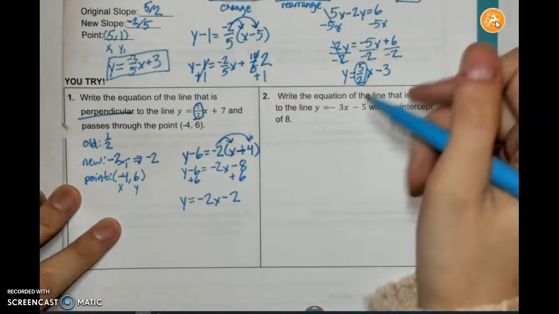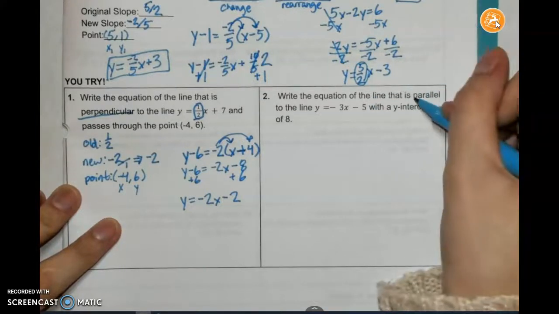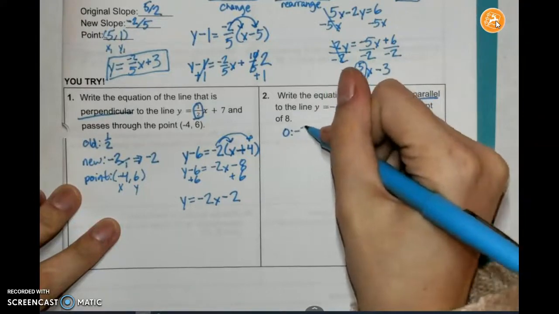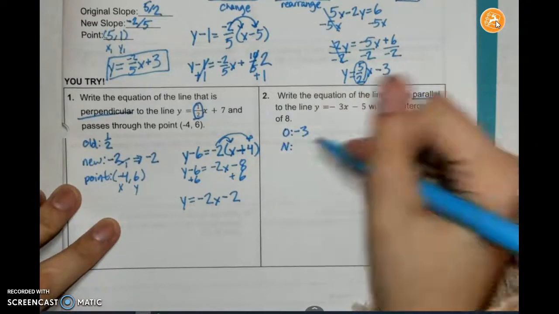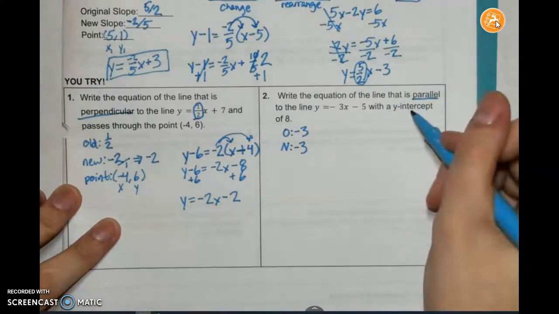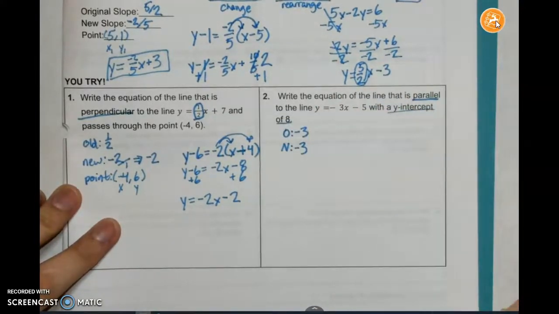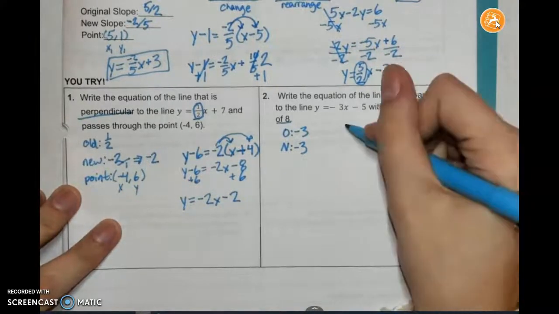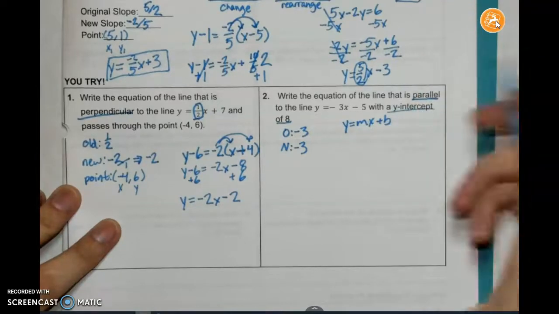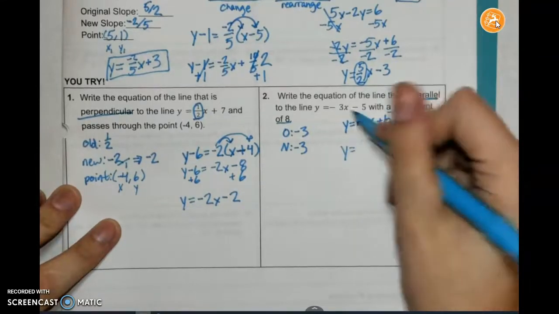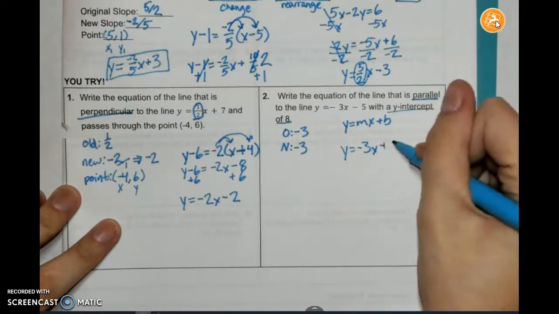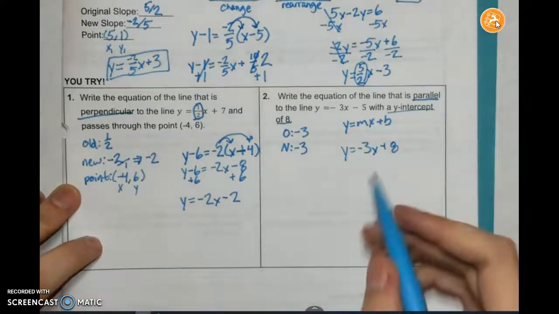One more. We want something that's parallel. Our old slope is negative 3, so our new slope is also going to be negative 3. And then it's a y-intercept of 8. So we can go straight to y equals mx plus b, because I know all of these. I know my m, which is negative 3, and then my y-intercept is 8, so plus 8. And that is it.